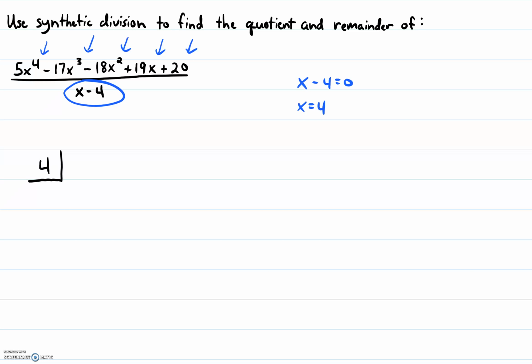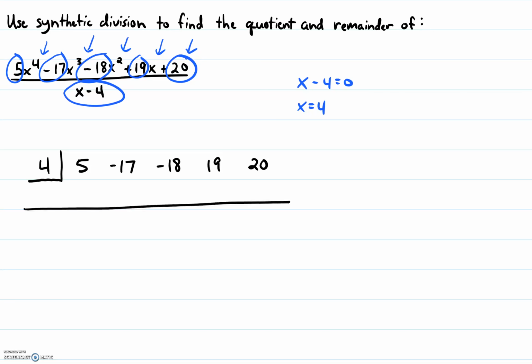So what we're going to do is peel off the coefficients of each of these terms. So we're going to take the 5 right here, and you want to be sure this is in descending order like it is, the 4th power first, and then the 3rd power coefficient, which is negative 17. We'll write that next, going from left to right. We're going to write the x squared power next, so negative 18. And then the linear term, positive 19, and then the constant term, 20. And so now that we've written all of our coefficients out, we're going to draw a line right here, and we're going to bring the first coefficient down to 5.